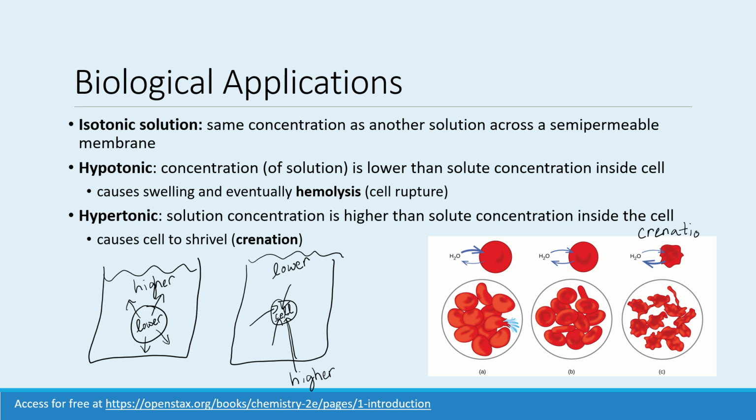Okay, so in our images here, of course, on the end, we've got crenation. Right, on the right-hand side, on the left-hand side is hemolysis, so that's when you're going to have the swelling. And that occurs in a hypotonic solution. Hypertonic is going to be your crenation, and then in the middle we have an isotonic solution.